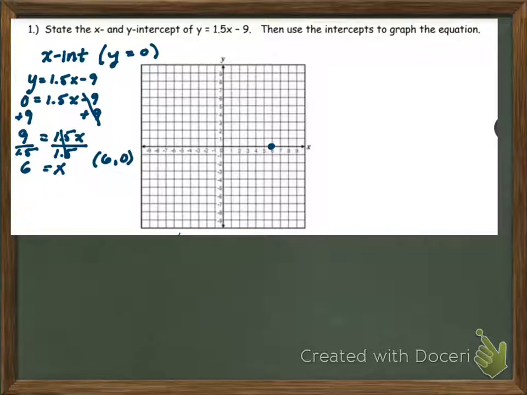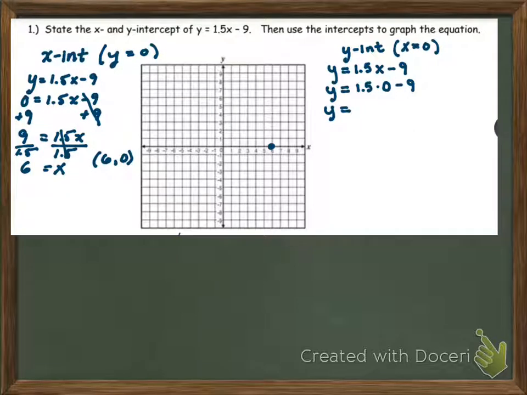Now we want to find the y-intercept. Remember, the y-intercept is when x is equal to 0. So I'm going to rewrite the equation, but this time I'm going to make the x 0. The y is already by itself. 1.5 times 0 is just 0. And 0 minus 9 is negative 9. The y-intercept is the y value, negative 9, when x is 0. (0, negative 9). And graph that.